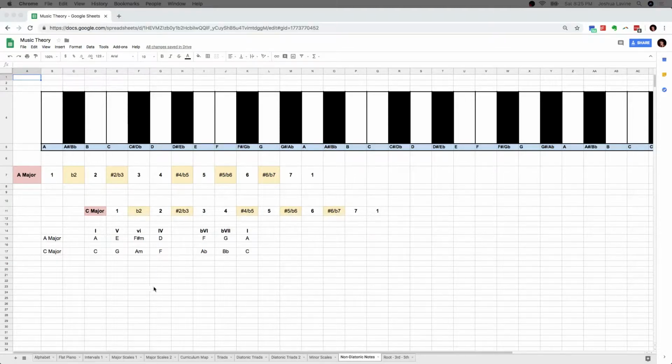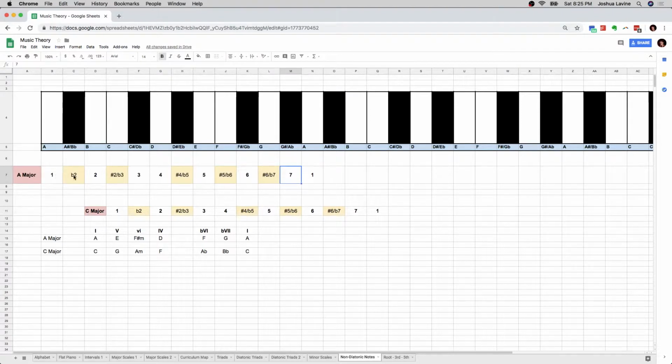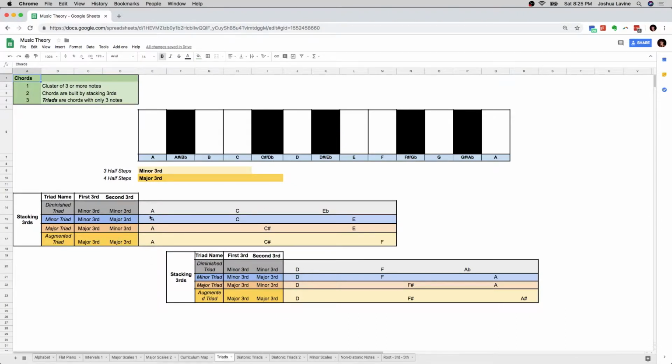Now that we've covered how to define every single one of the 12 available notes on the piano in relationship to any major scale, an interesting question to ask ourselves is, let's go back to our triads. Couldn't we define all of these notes, like in the A diminished triad, in relationship to the A major scale? So what would those relationships be for all of these triads, the A diminished triad, the A minor triad, A major, and augmented triads? How would we do that?